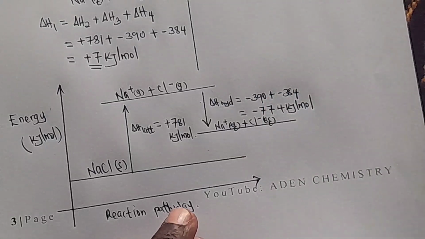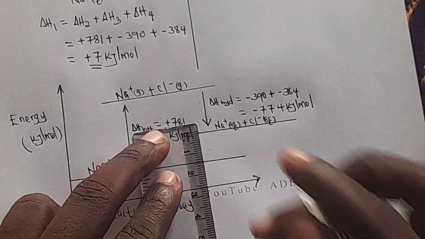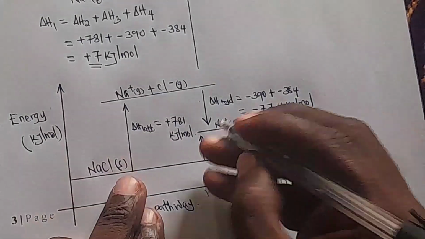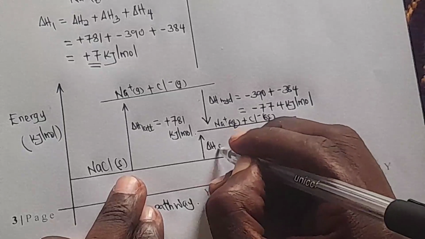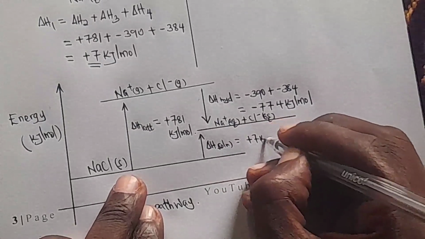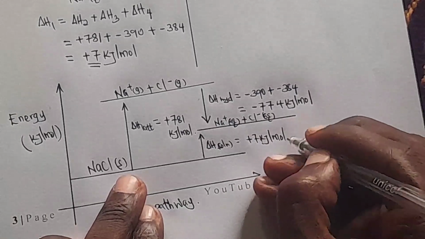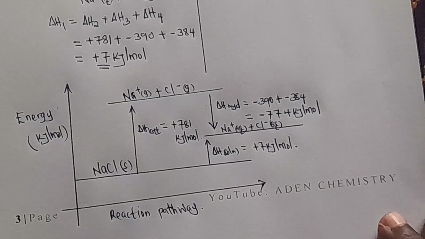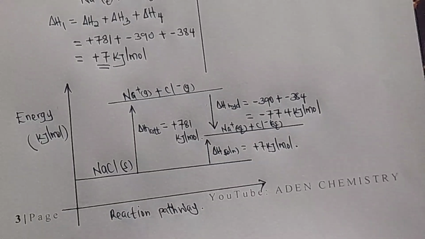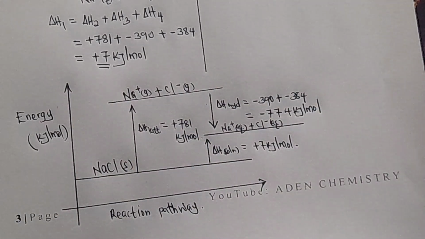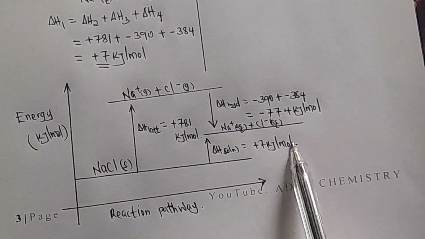So down here, we can have our enthalpy of solution, which is the one that we were calculating right now, and we have gotten positive 7 kilojoules per mole. So in doing so, you have drawn the energy level diagram for the change. So even using the energy level diagram, you can get the enthalpy of solution.